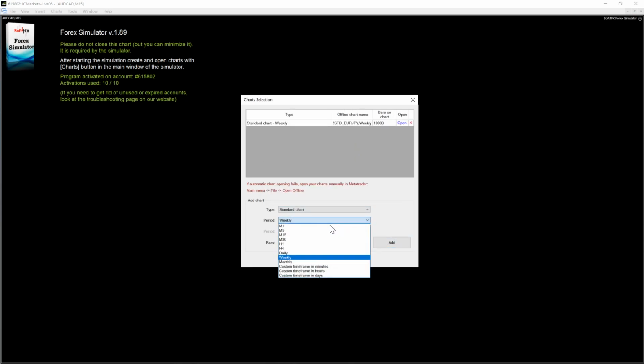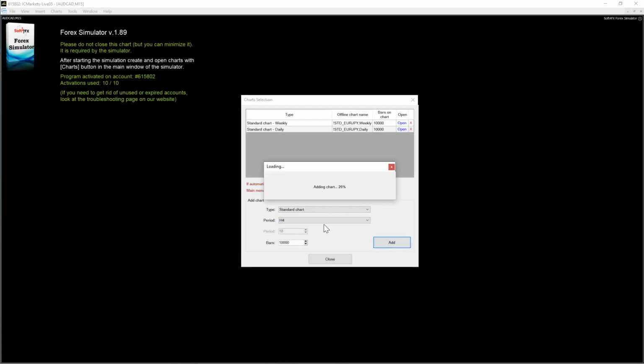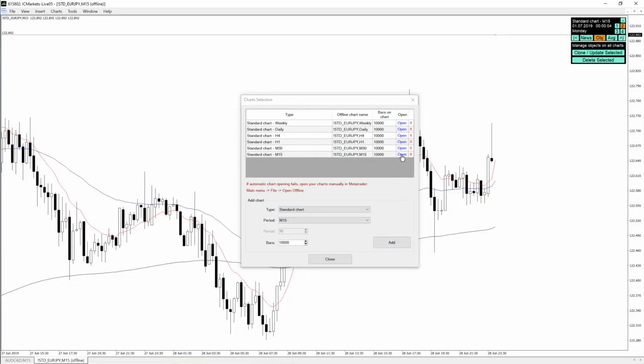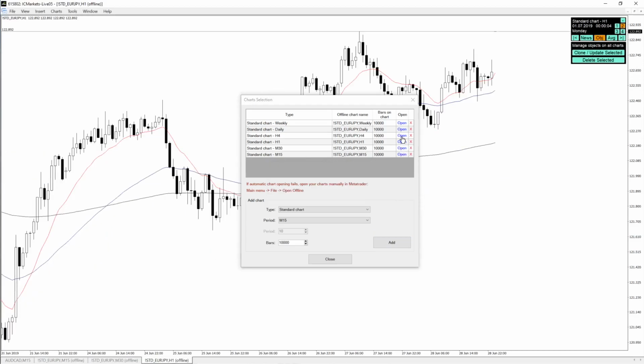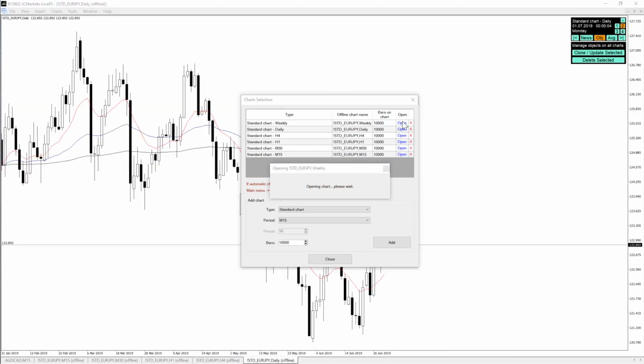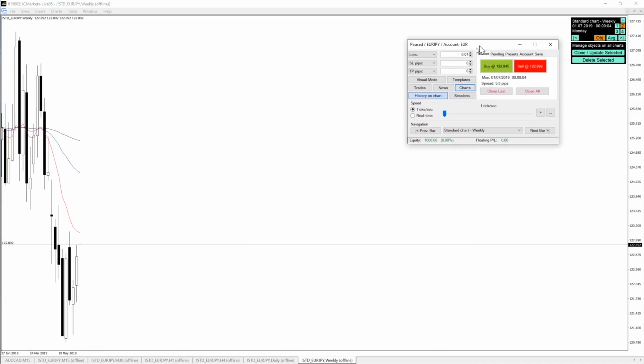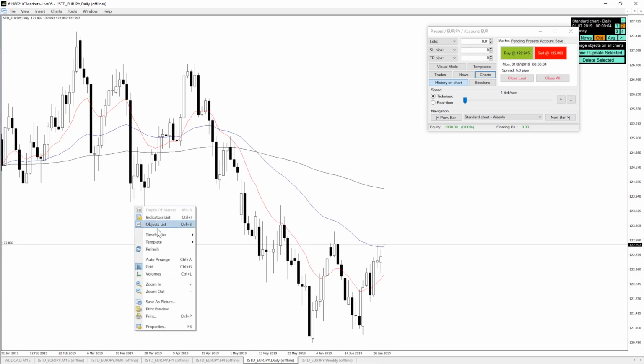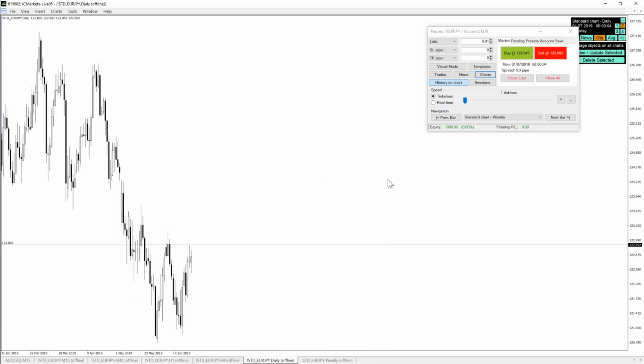All right, so we want the weekly chart, the daily chart, the 4-hour, the 1-hour, 30-minute, and then we got 15-minute right over here. Slowly we're going to start opening the time frames: 15, 30, 1 hour, 4-hour, daily, weekly. Perfect. So we got the time frames. Bring out the naked charts over here. We're going to do naked charts.